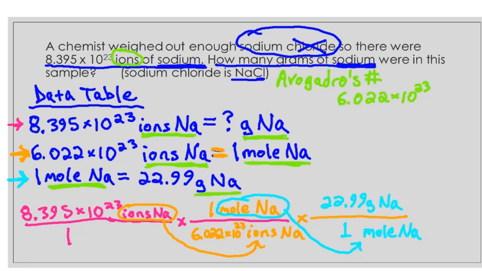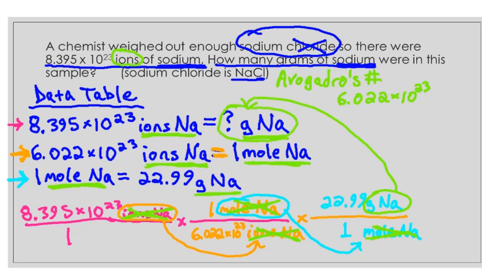And now we can cancel out all of our units of measurement that are diagonally across from each other. So we can cross out atoms of sodium, moles of sodium, moles of sodium. And what we're left with is grams of sodium. Now let's check back up with our question mark. Is that what they're asking? Yes, they're asking how many grams of sodium. So we know we set it up right.